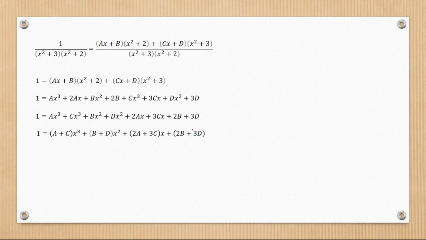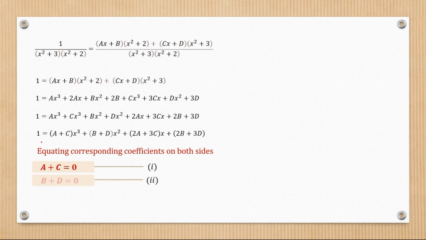So now the next step is for us to compare the coefficients on both sides. So we're going to equate corresponding coefficients on both sides. As you can see, we'll have a plus c equal to 0 because the coefficient of x cubed on the left hand side is 0. And then we also have b plus d being equal to 0. And then next we have 2a plus 3c also equal to 0. And then lastly, we can see that 2b plus 3d is equal to 1. So that's what we have.